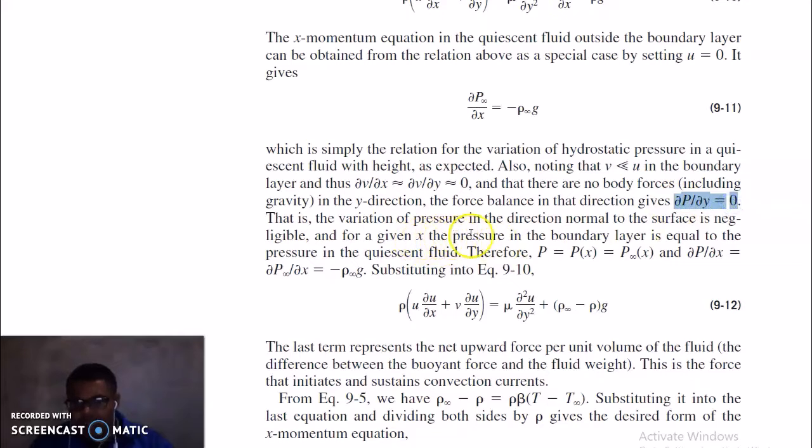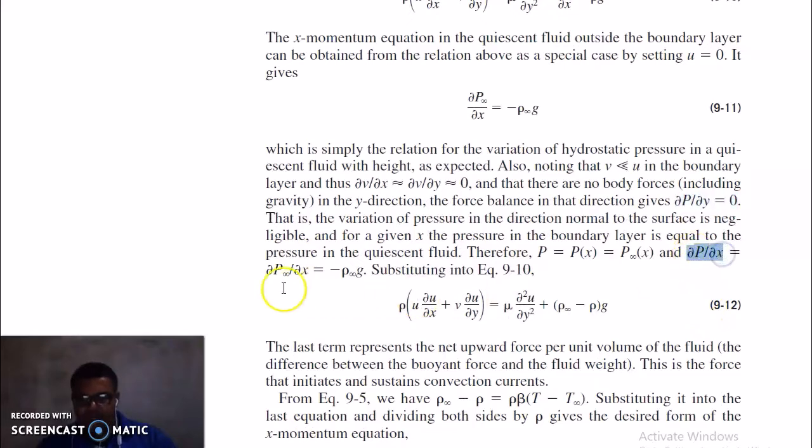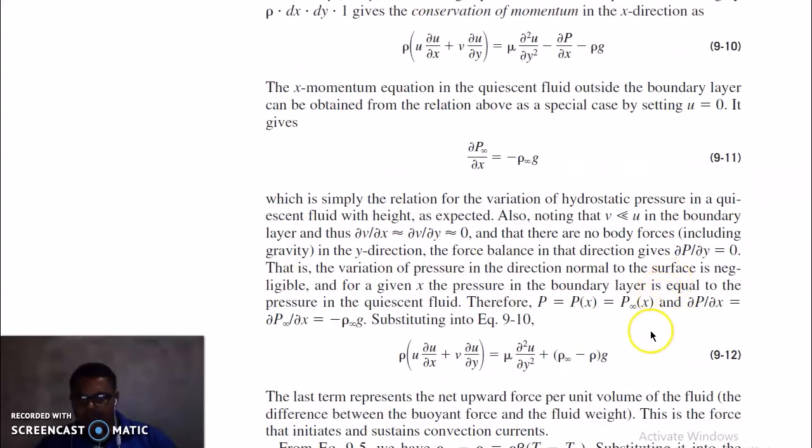That is, variation of pressure in the direction normal to the surface is negligible, and for a given x, the pressure in the boundary layer is equal to the pressure in the quiescent fluid. Therefore p = p(x) = p∞(x). It means ∂p/∂x = ∂p∞/∂x = −ρ∞g. Now put this value of ∂p/∂x in this equation.